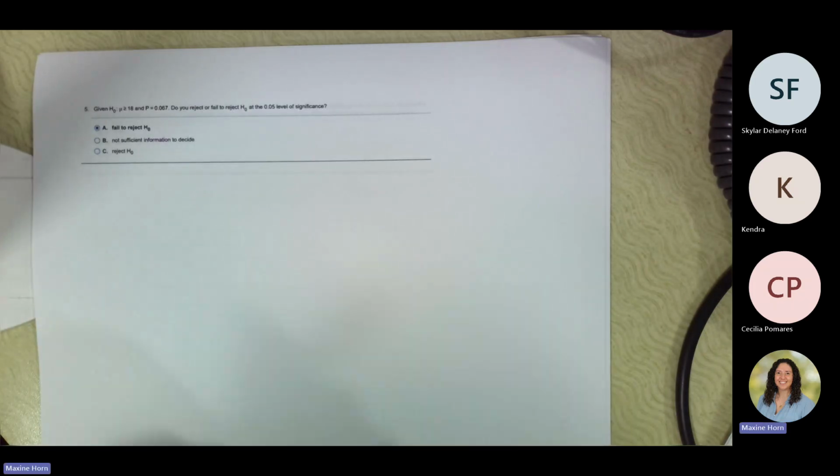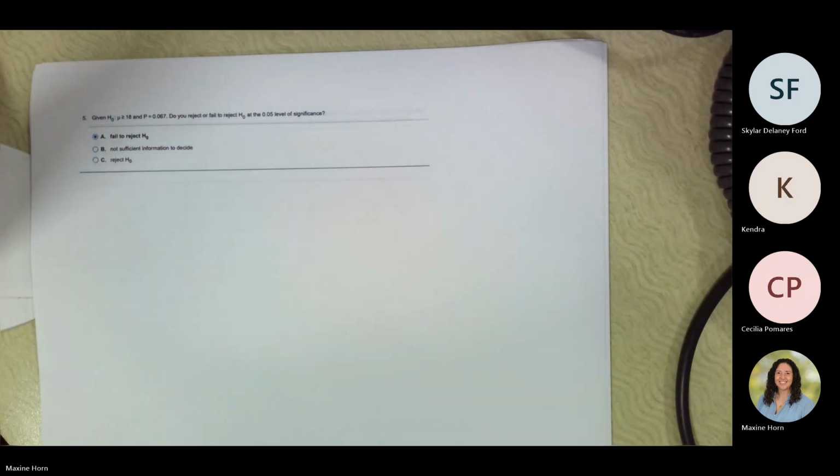All right, given that the null hypothesis, hey, that's great. They told us right away what the null hypothesis was: that the mean is greater than or equal to 18, and P is 0.067. Do you reject or fail to reject the null hypothesis at the 0.05 level of significance?